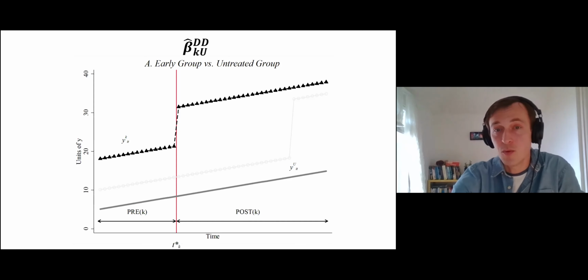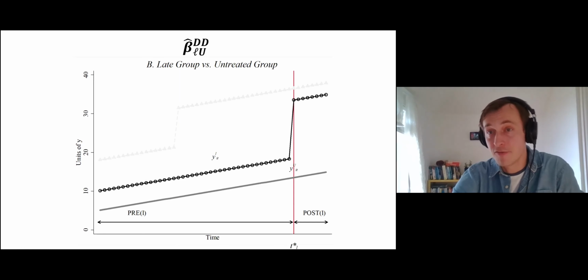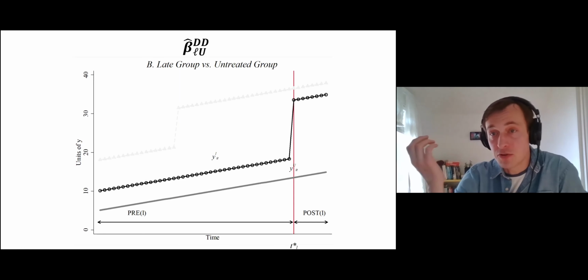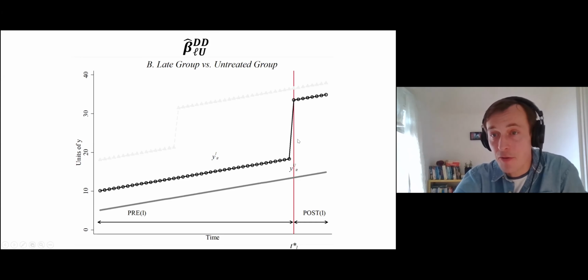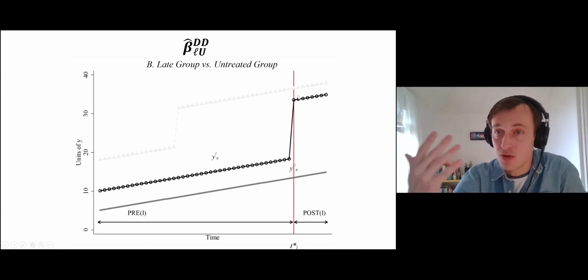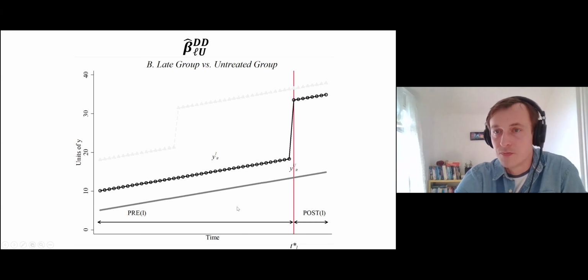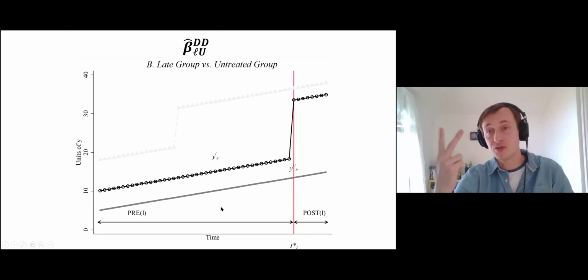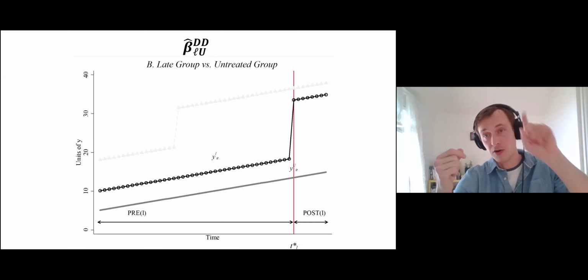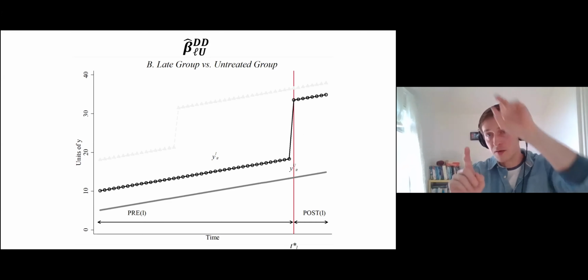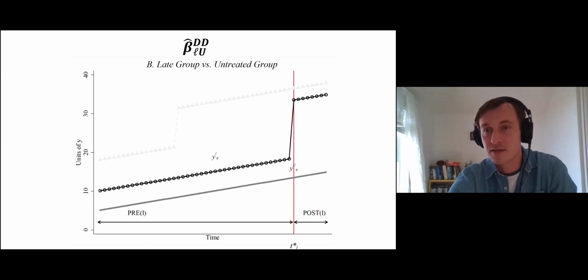But you could also say, well, what if we didn't have information on the early treated group? Well, you could do the same thing, but now the treatment group in this simple 2x2 diff-in-diff is the late treated group, L. And again, the control group is the untreated guys, U. So now we've got two simple 2x2 diff-in-diffs that we can get. We can compare early to untreated, or we can compare late to untreated. And those are two different estimates.